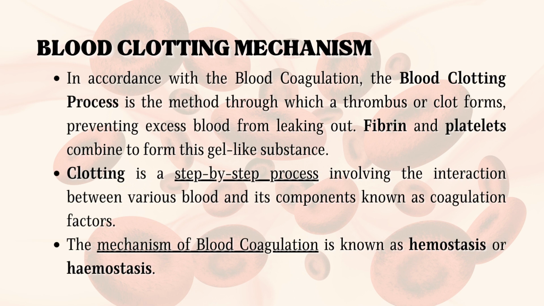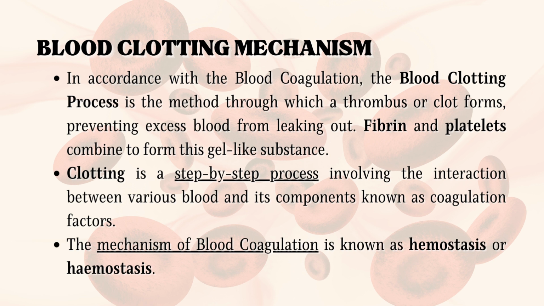Now, what is the blood clotting mechanism? In accordance with the blood coagulation, the blood clotting process is the method through which a thrombus or clot forms, preventing excess blood from leaking out. Fibrin and platelets combine to form this gel-like substance. Clotting is a step-by-step process involving the interaction between various blood components known as coagulation factors.